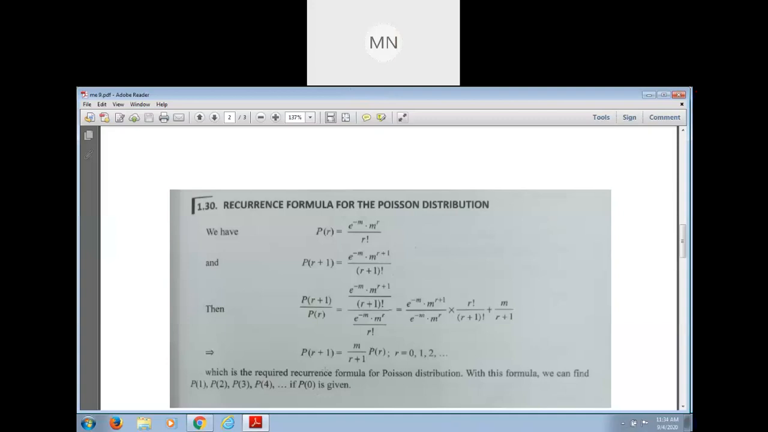Just remember the formula and remember the mean and variance of the Poisson distribution. Because in a multiple choice question, some question can arise like: the mean and variance of the Poisson distribution are, first option, the same; second option, both are not equal; suppose one is n and the other is npq. Then the correct option is that these are the same. Remember that the mean and variance of the Poisson distribution are the same. That is m.